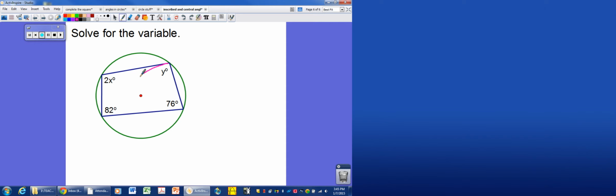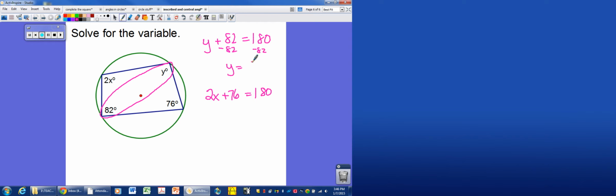We're going to use the fact that if this is a circle, the opposite angles have to add up to 180. So y plus 82 has to be 180 degrees. Similarly, 2x plus 76 is going to add up to be 180 degrees. That means if we do the subtraction, minus 82 minus 82, y is 98. And down here, minus 76 minus 76, 2x equals 104, divide by 2, x equals 52.